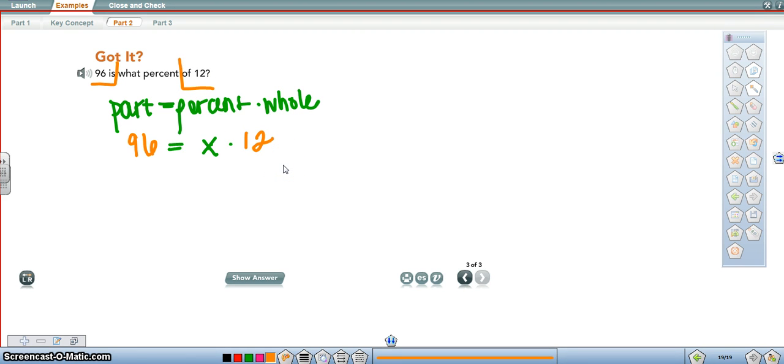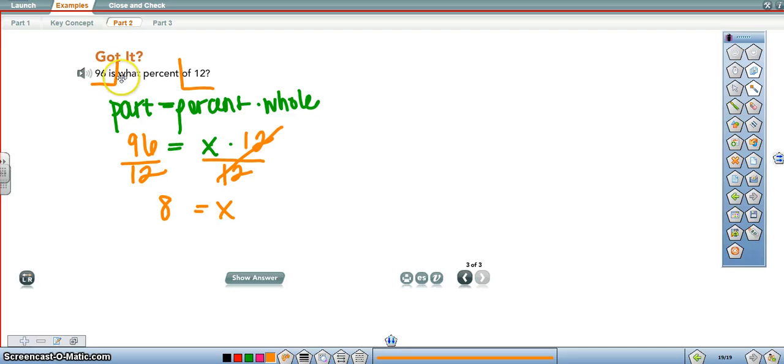Okay, we've kind of seen problems like this already in our last topic. We're trying to do a multiplication problem, but we already know the answer to it. We got to work backwards. Divide. 96 divided by 12. That gives us 8.